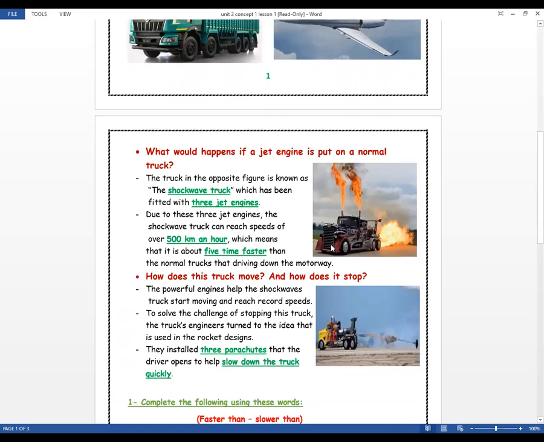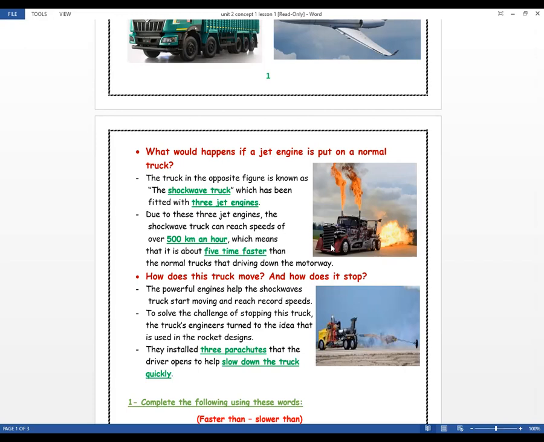After that, what would happen if a jet engine is put on a normal truck? The truck in the opposite figure, look at this, is called the shockwave truck. It has been fitted with 3 jet engines from the airplane. They put in the shockwave truck 3 engines like the engines in the jet airplane.